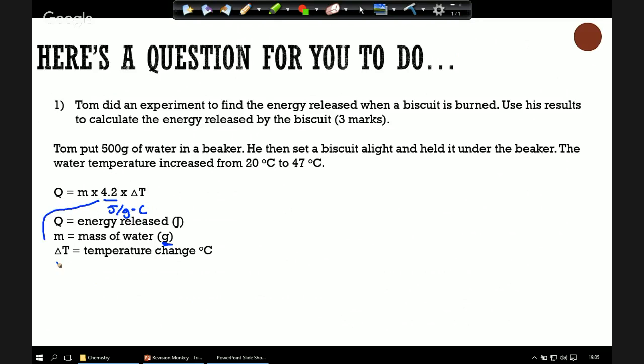If they give you this in joules per kilogram degree C, then you will need your mass in kilograms. So really good question, just bear that in mind. So all you need to remember is that you need to keep the mass in the same units as what you will see inside that specific heat capacity unit.